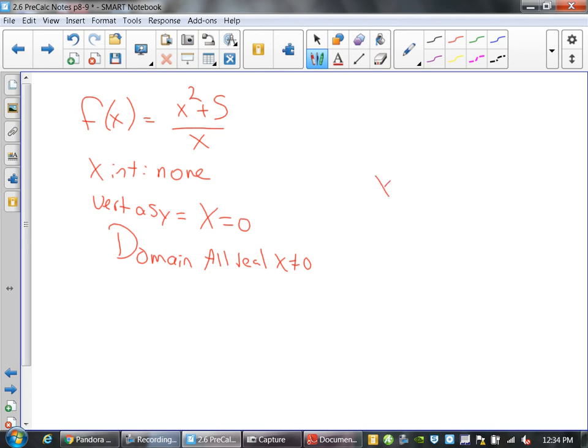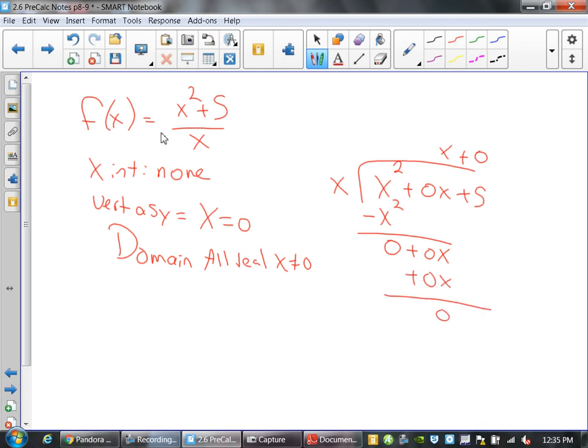So you do your long division. Notice I threw a placeholder in for the x value. Make sure you always have one in there. How do you turn an x into an x squared? Very good. Okay, drop down the next one, which is 0x. How do you turn an x into a 0x? Multiply it by 0. And then you have that plus 5 as your remainder. Therefore, the equation of the slant asymptote is y equals x.